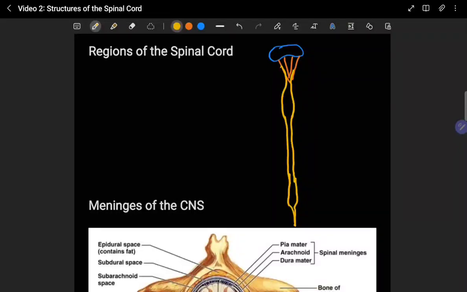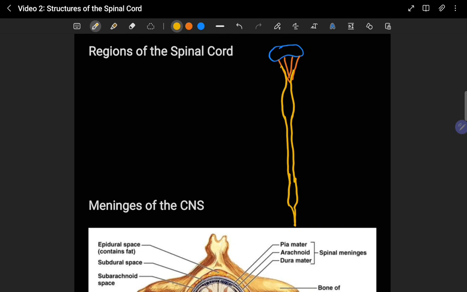In this video, we will examine structures of the spinal cord. Starting with the regions of the spinal cord, this jellyfish-looking structure here is my brief sketch of the spinal cord. If you want to draw something similar, I think this is a good way to remember some important features from this big picture of the spinal cord.